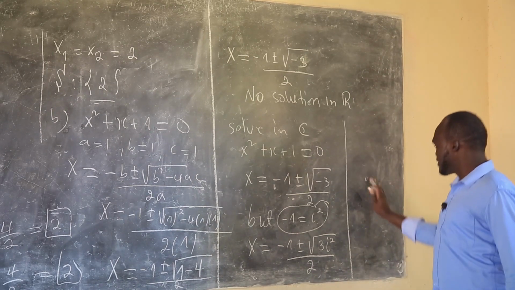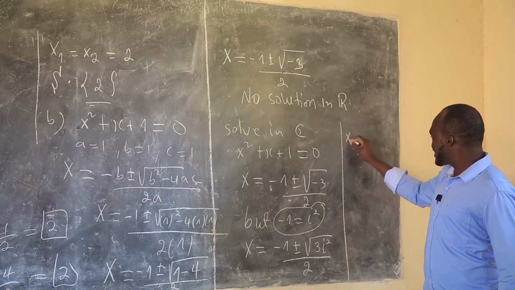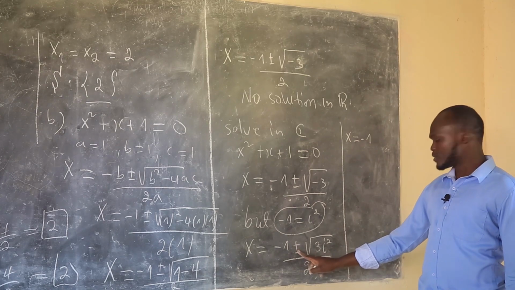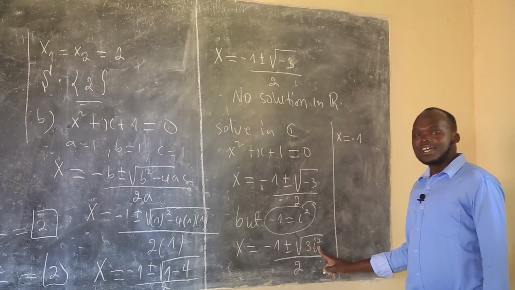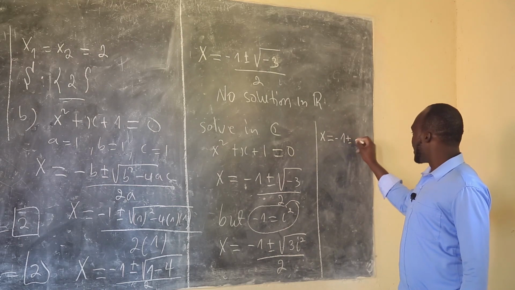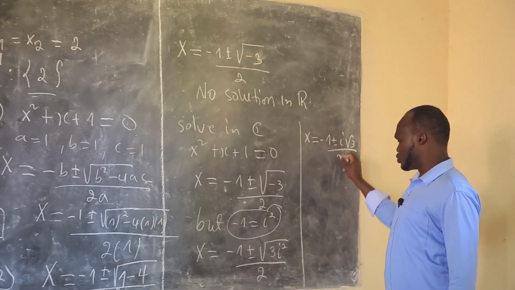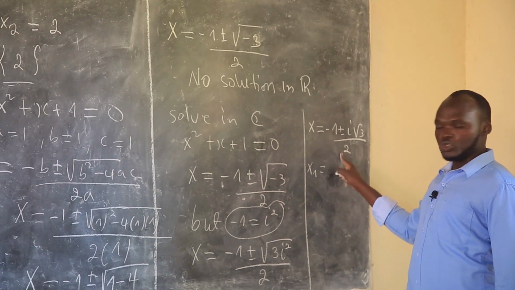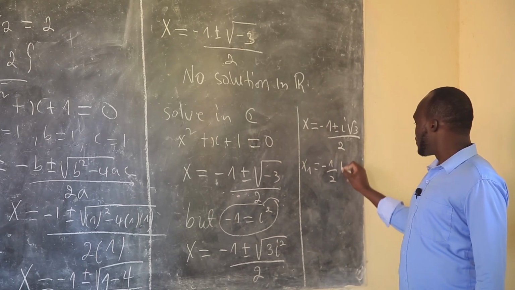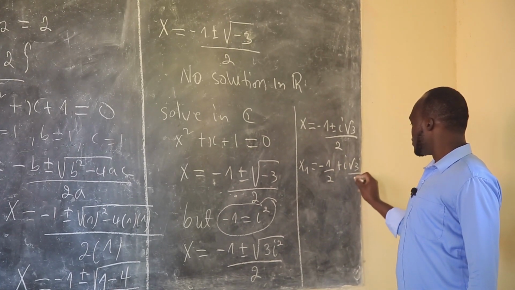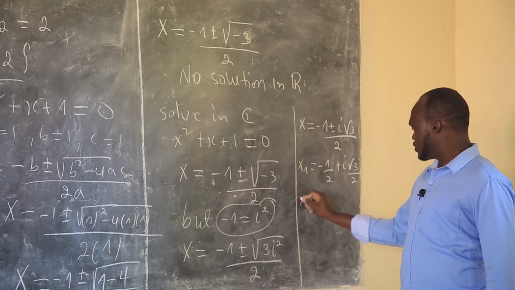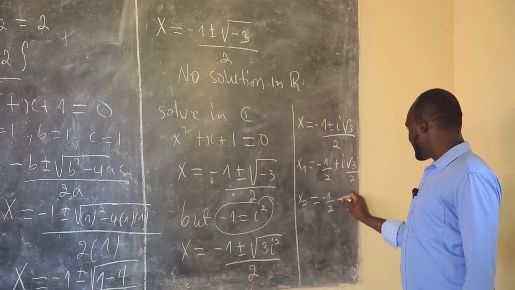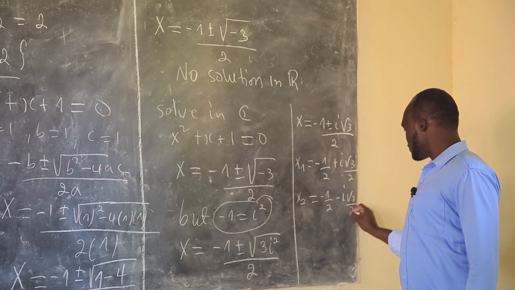So what does it mean? It means that x is going to become negative 1 plus or minus the square root of i squared, which is i. That is plus or minus i root 3, divided by 2. So now our x1 will be equal to negative 1 over 2 plus i root 3 over 2. x2 will be equal to negative 1 over 2 minus i root 3 over 2.